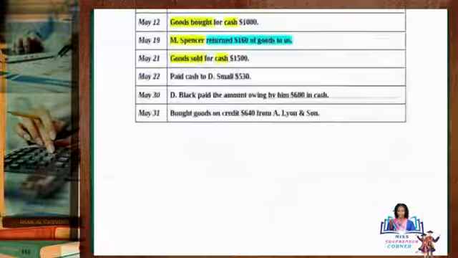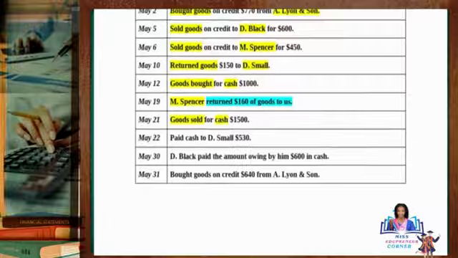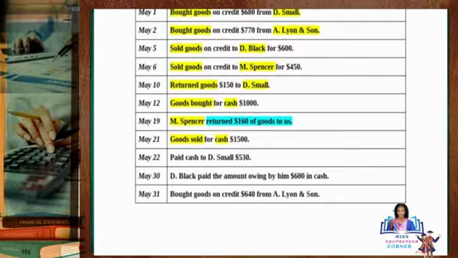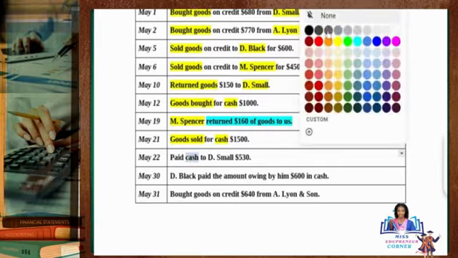On May 22, paid cash to D Small $530. So the business paid cash to D Small $530. So realize in the first transaction, the business would have bought goods on credit $680 from D Small, and now at May 22, the business is paying D Small $530. So the two items being affected would be cash and D Small.